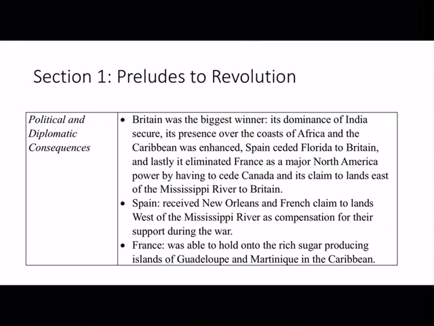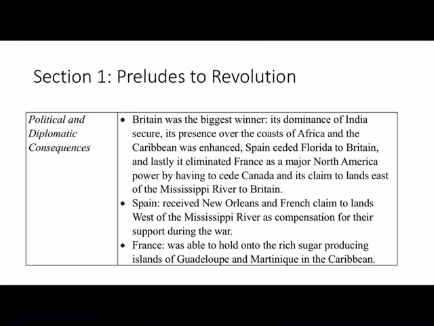We have the three major countries involved in the French and Indian War: Britain, Spain, and France. Well, Britain is obviously the biggest winner. It secures its dominance of India. Its presence over the coast of Africa and the Caribbean was enhanced, gained territory. Spain ceded Florida to Britain. And lastly, and most importantly, it eliminates France as a major North American power by having France cede Canada and its claims to the lands east of the Mississippi River to Britain.